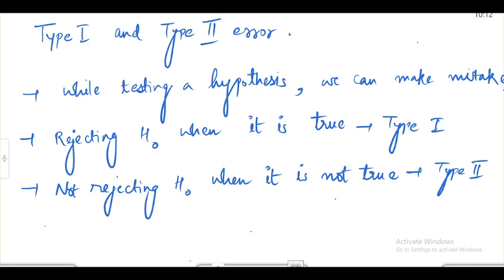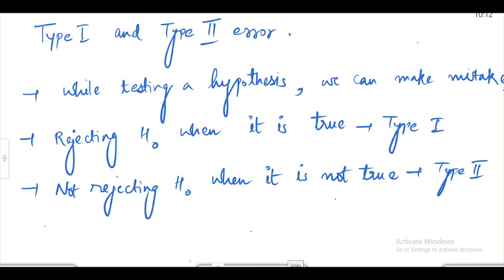So in the previous video, we had discussed how we test a hypothesis and how and when we reject or do not reject a null hypothesis, okay? We had also talked about how we formulate a null hypothesis or an alternative hypothesis. So today we'll be talking about the mistakes that you can make while testing a hypothesis.